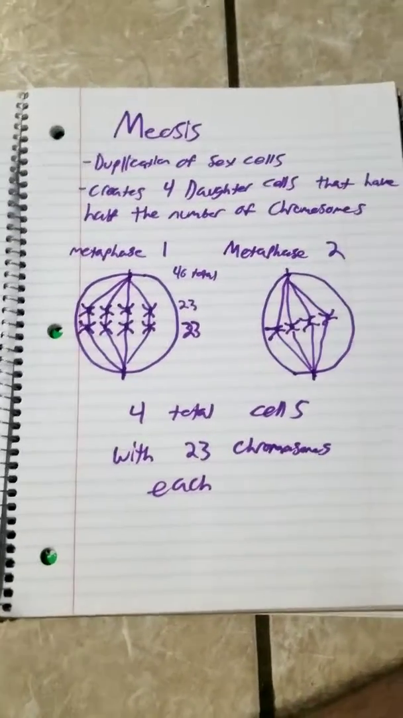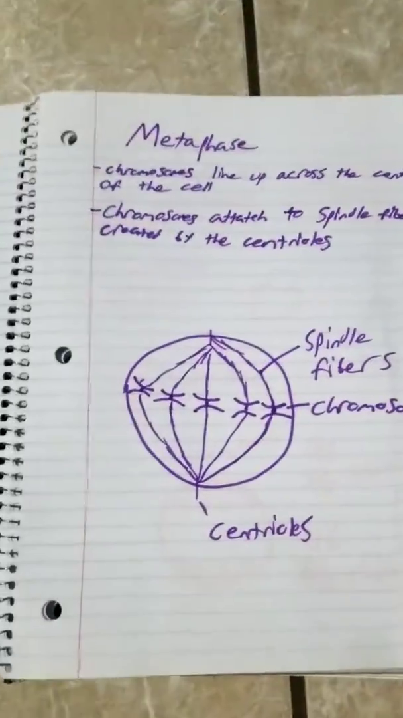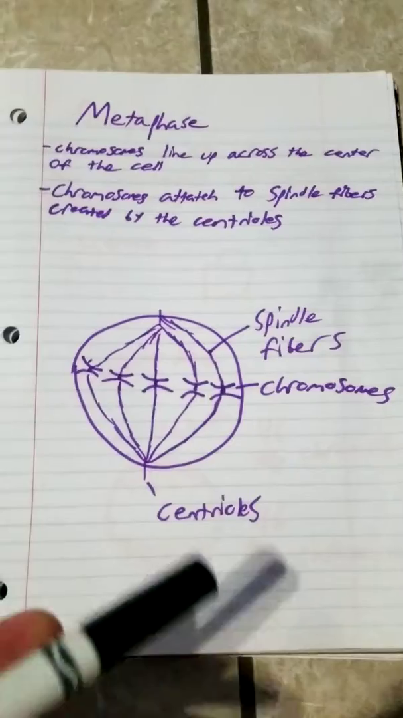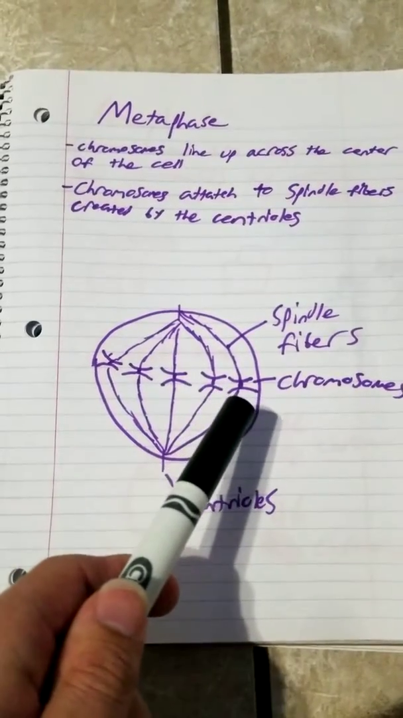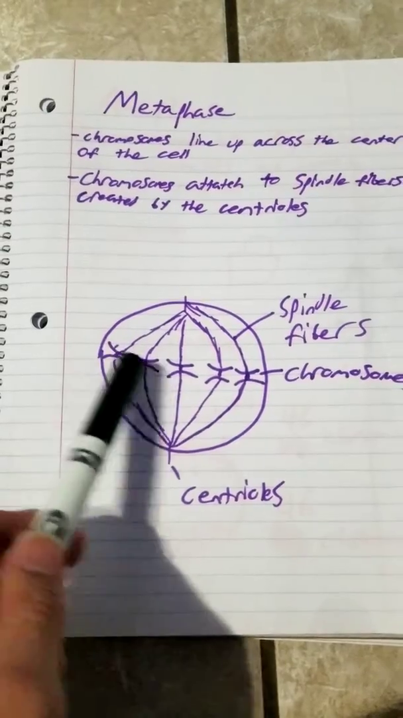So, if you'll remember, we have metaphase during mitosis. This is what the chromosomes are going to look like. We're going to have all 46 that are aligned just like this, and we're going to split these chromosomes in half.